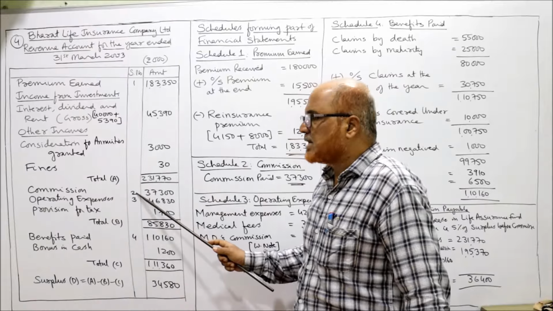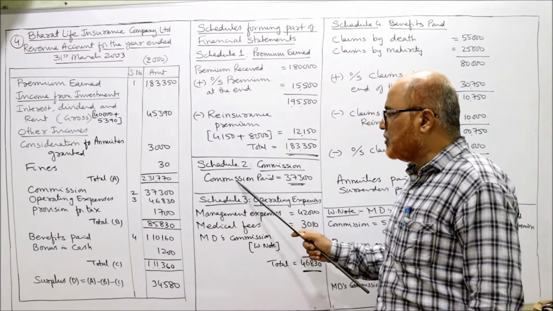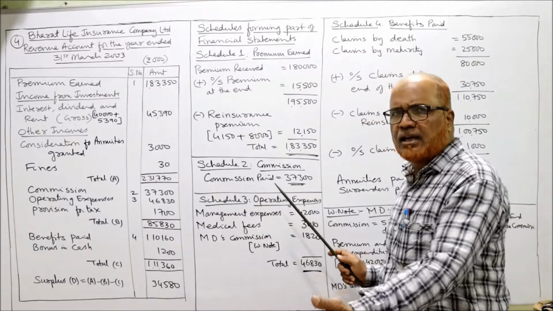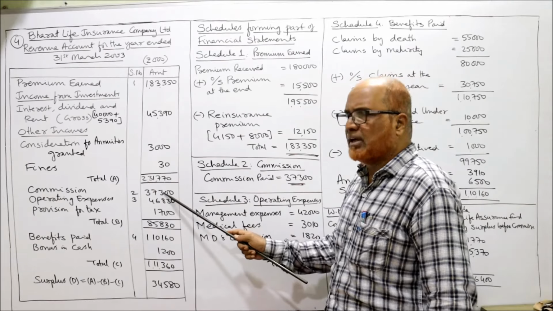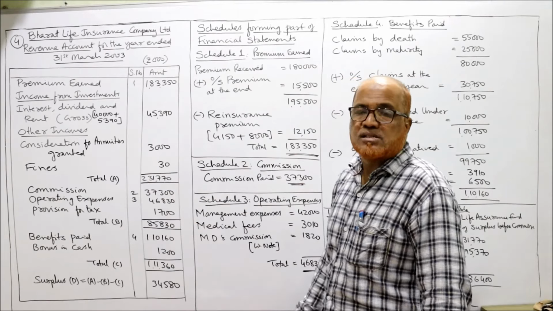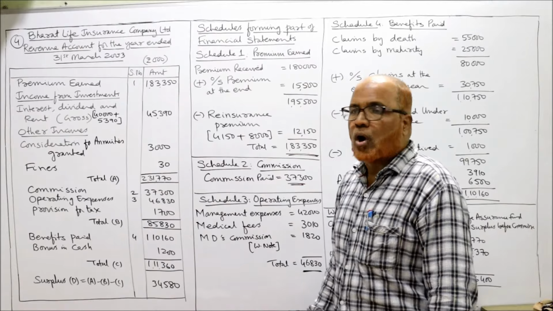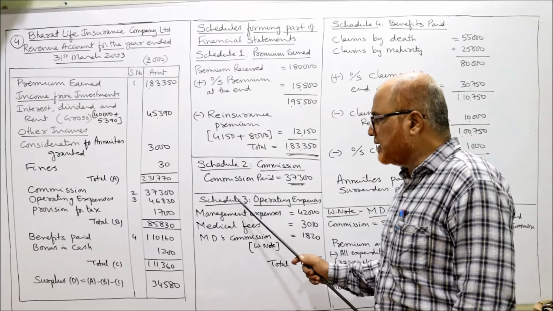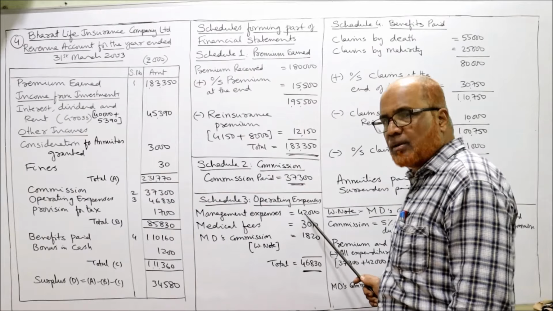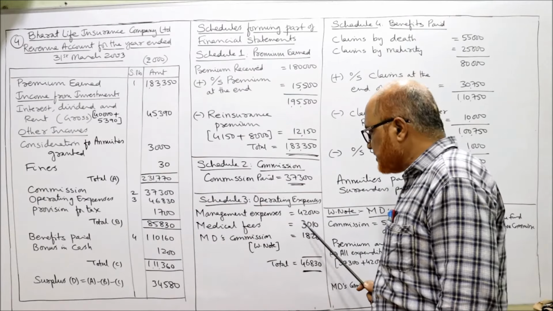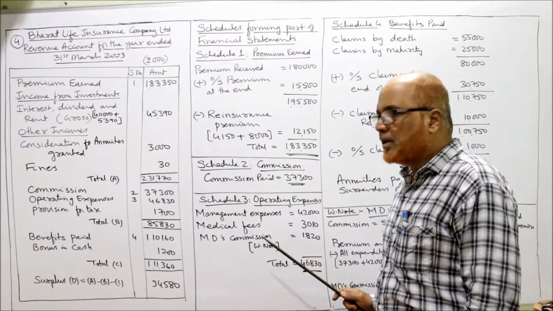Now commission, second schedule. So schedule number 2, commission paid 37,300 directly given in the problem, no adjustment, nothing. So directly 37,300 we have taken. Operating expenses, here it is critical. Operating expenses में क्या क्या आएंगे देखिए. Managerial expenses 42,000 given in the problem. Medical fees 3,010 given in the problem.